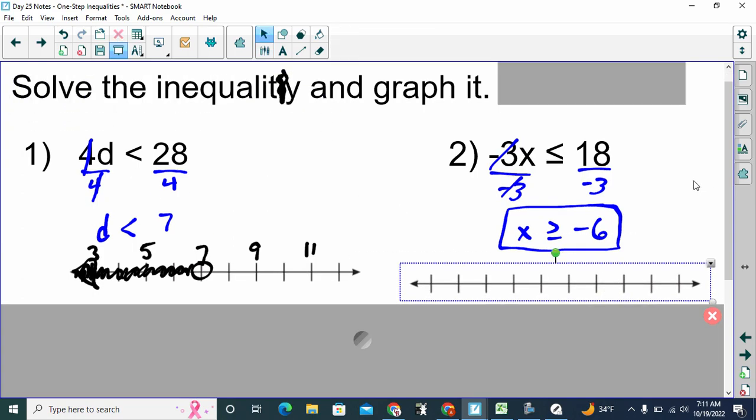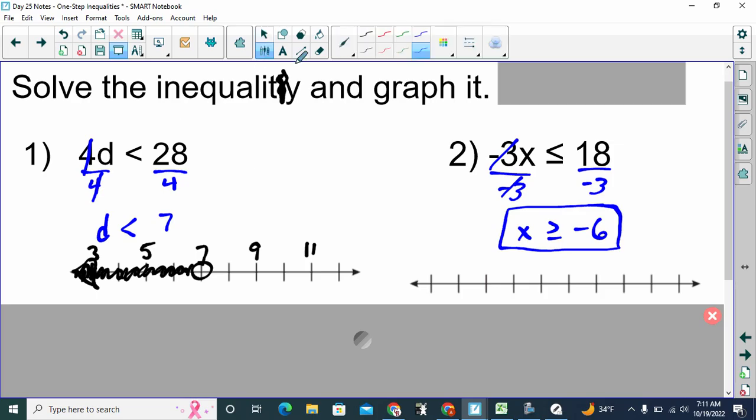Again, graph it on the number line. -6 needs to be on there. As I get bigger than -6, it should be -5 and then -4. I'm getting closer and closer to 0 as I get bigger with negative numbers. I should have a closed circle on the -6. I want my shading to be bigger than the -6, which is this way.